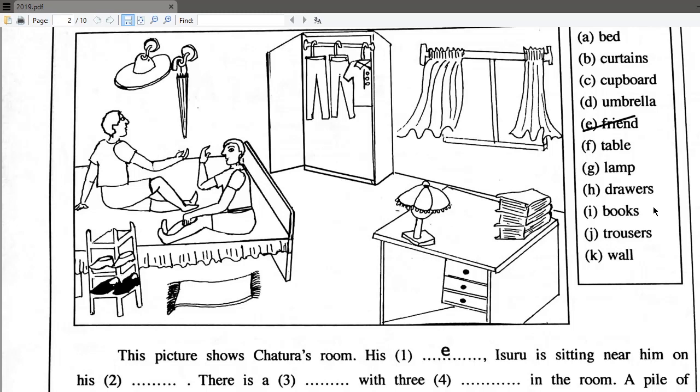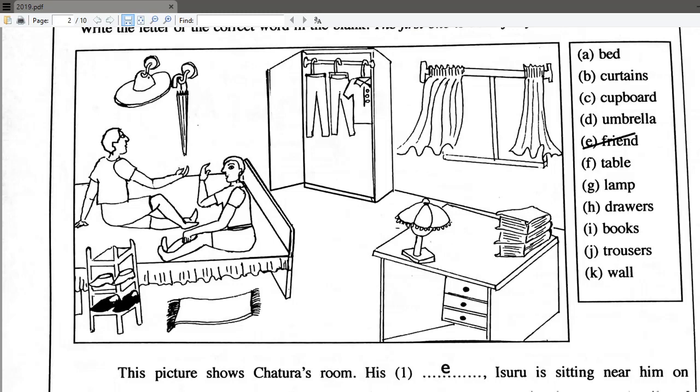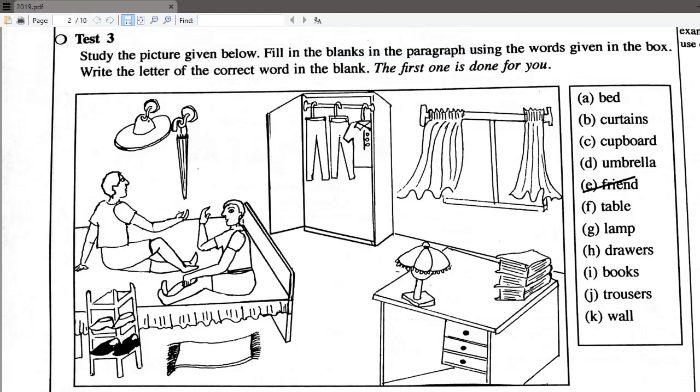Now, my dear children, how can you go through this? When you are writing the answers, remember, as I told earlier, read the question every time. It doesn't matter even if you have memorized the question, just read it. It says, write the letter of the correct word in the blank. Why do they give you this option? They give you this option, my dear children, to make it much easier for you. And they also do an example. The first one is done for you.